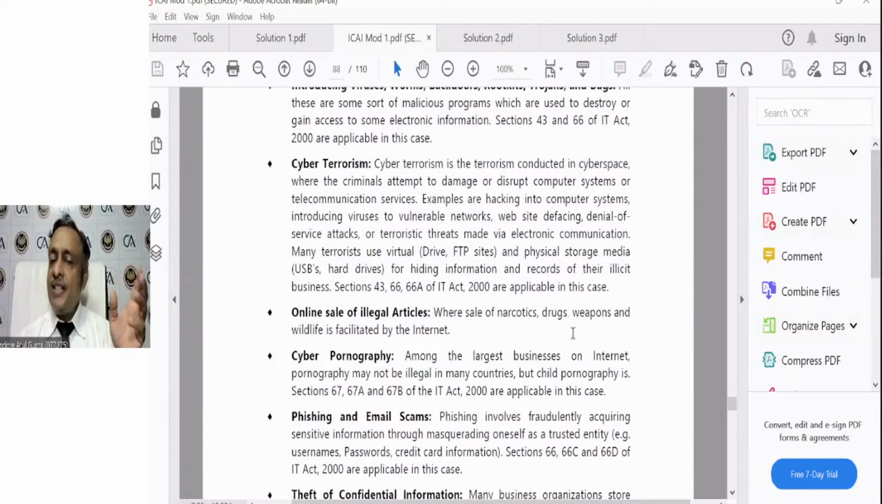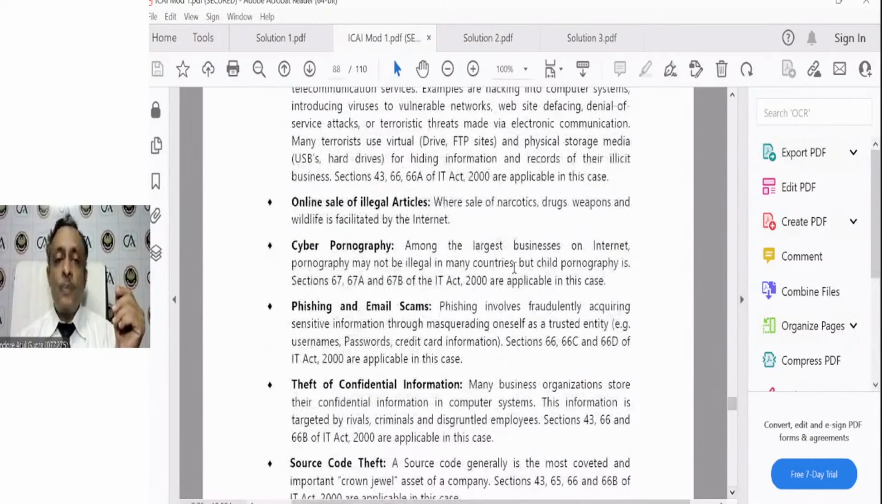Then online sale of illegal articles. That is, the sale of narcotics, drugs, weapons, wildlife. Then this is again restricted. Cyber pornography, section 67, 67A and 67B of IT Act are applicable.